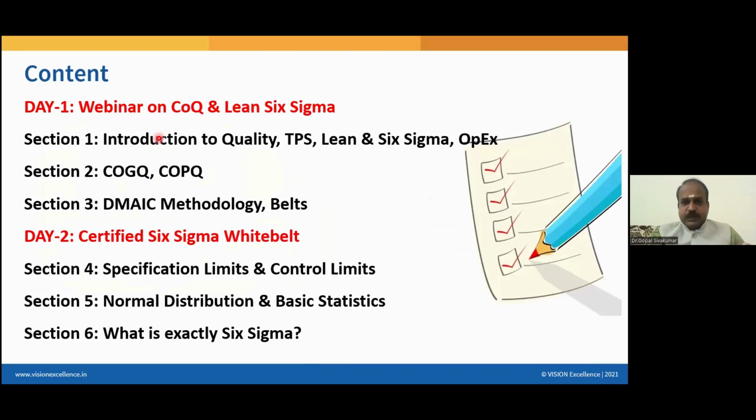Operational excellence. So what do all these terms actually mean? You are going to gain absolute clarity today in this workshop. You will also understand the exact difference between cost of quality, and there are two terms, cost of good quality as well as cost of poor quality. What's exactly the difference, how to use them, and how to measure the cost of quality, all those things you are going to learn.